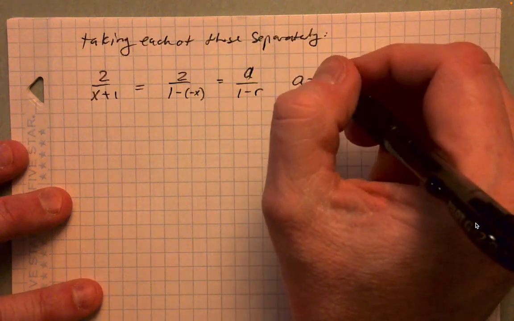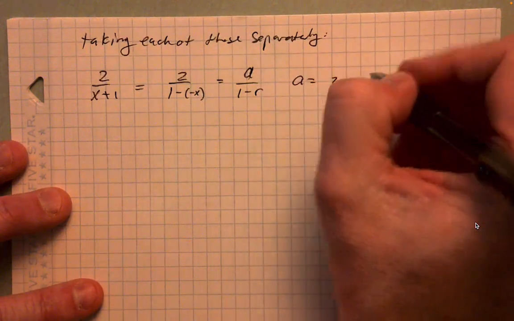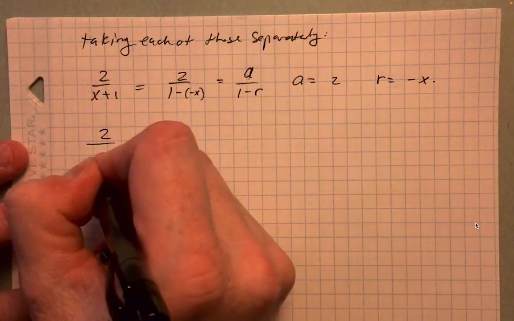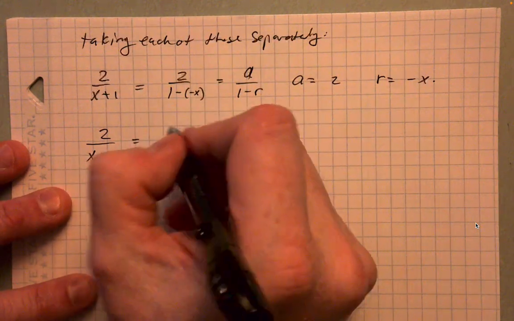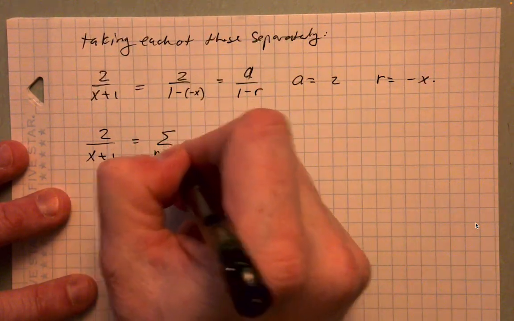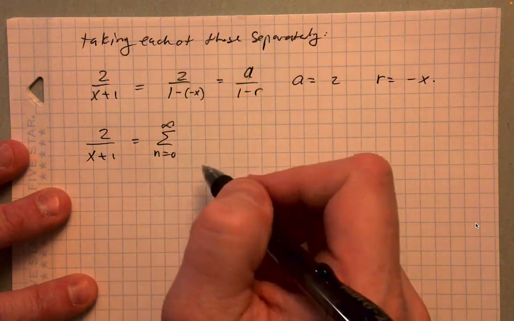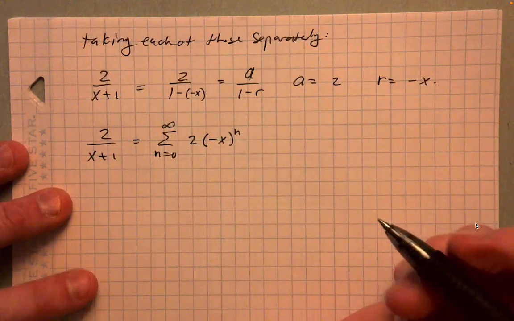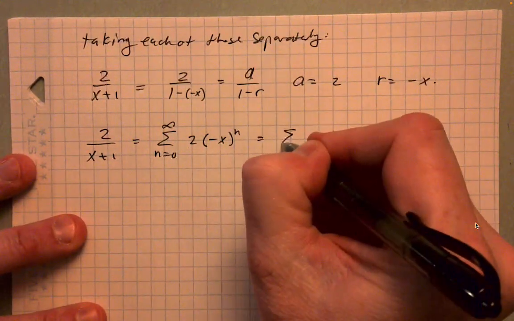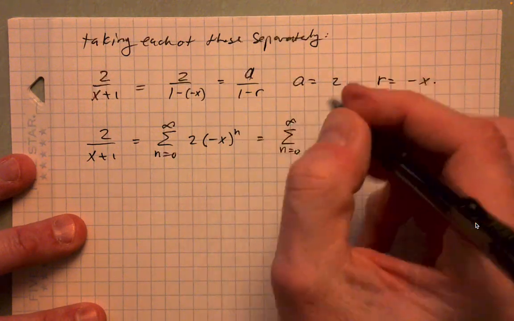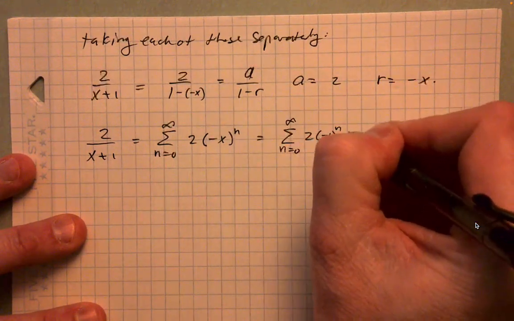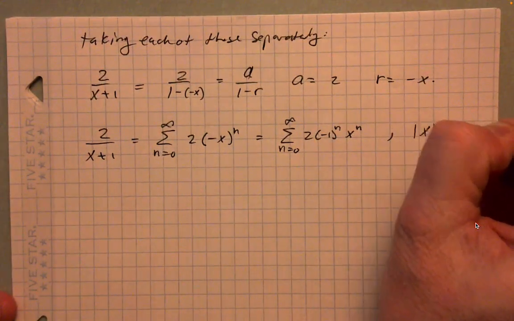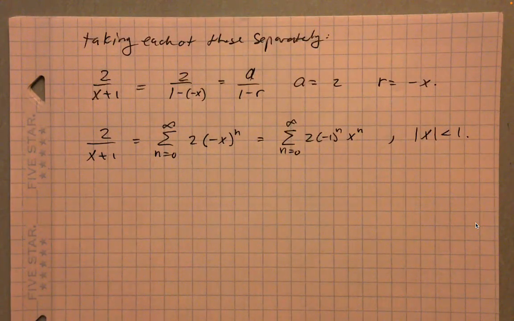So a is equal to 2. R is equal to negative x. And so the series here, 2 over x plus 1, would be equal to the sum from n equals 0 to infinity of ar to the n, so it'll be 2 times negative x to the n. And probably a better way to write this would be the sum from n equals 0 up to infinity of 2 times negative 1 to the n times x to the n. Okay, and this is true when absolute value of x is less than 1. What about the other one?